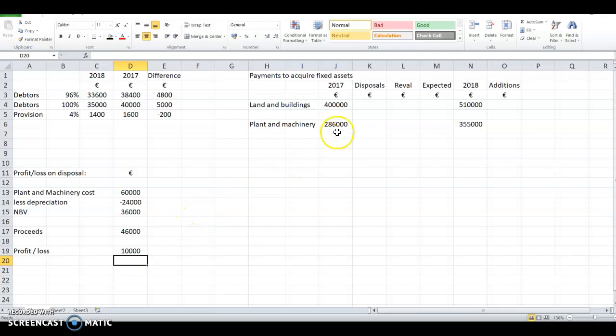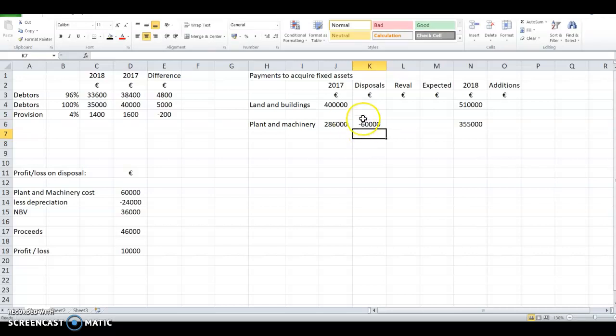So let's say plant and machinery 286. I've already been told in the question that I sold an asset there worth 60 grand. So I would expect my 286 last year to go down by 60,000 because I know I sold something.